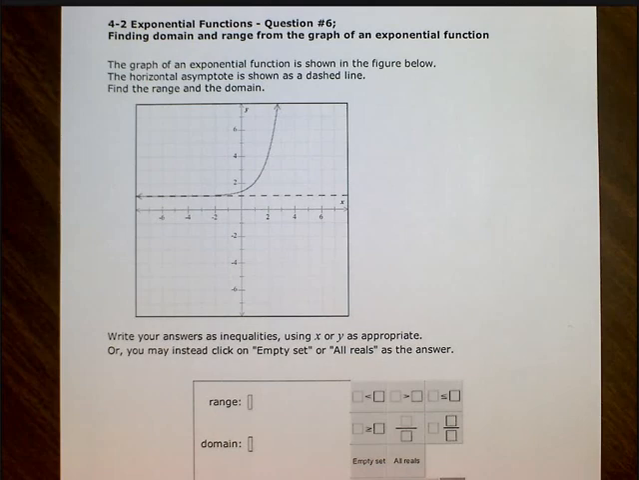Finding domain and range from the graph of an exponential function. The graph of an exponential function is shown in the figure below. The horizontal asymptote is shown as a dashed line. Find the range and the domain. So when they talk about that asymptote, that's this line right here.